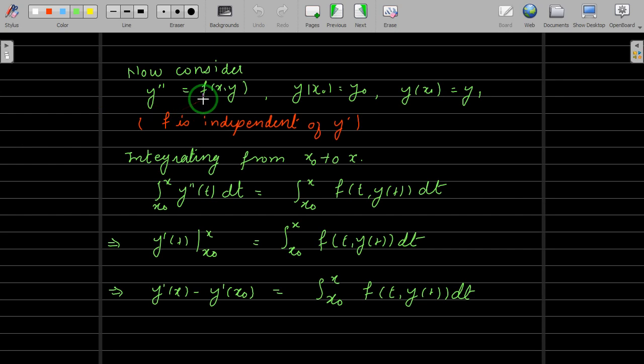And the next problem was y double dash equals f x comma y with these boundary conditions, and then we wanted to convert this differential equation to the integral equation. For that, we integrated this for the first time, and then we got y dash at x minus y dash at x naught equals integral from x naught to x f t y t dt.